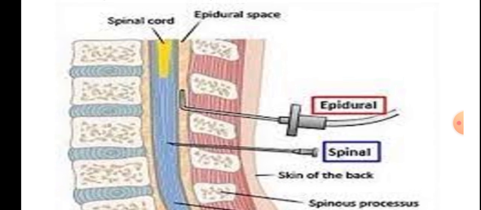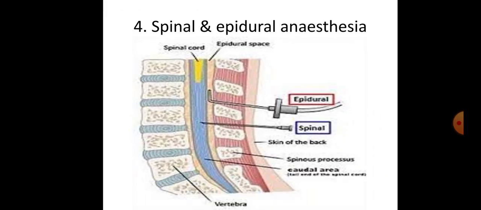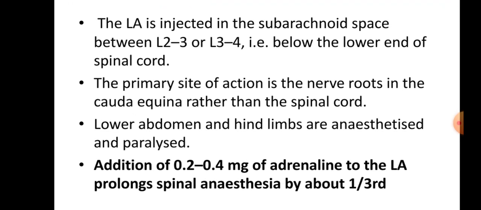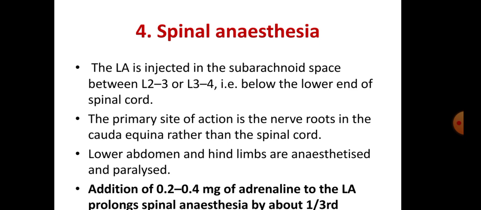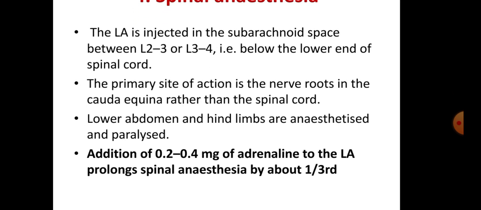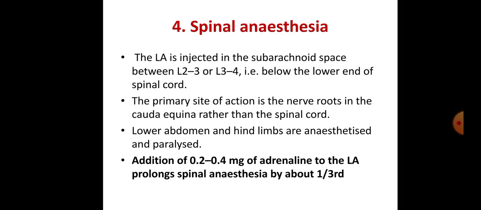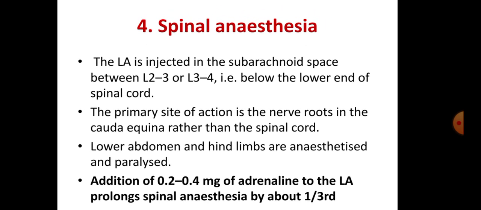Spinal anesthesia goes into the spine, and epidural anesthesia is over the epidural. So in spinal anesthesia, local anesthetic is injected in the subarachnoid space between L2 to 3 or L3 to 4, below the lower end of the spinal cord. So the primary site of action is the nerve roots in the cauda equina rather than the spinal cord. Lower abdomen and the hind limbs are mainly anesthetized.